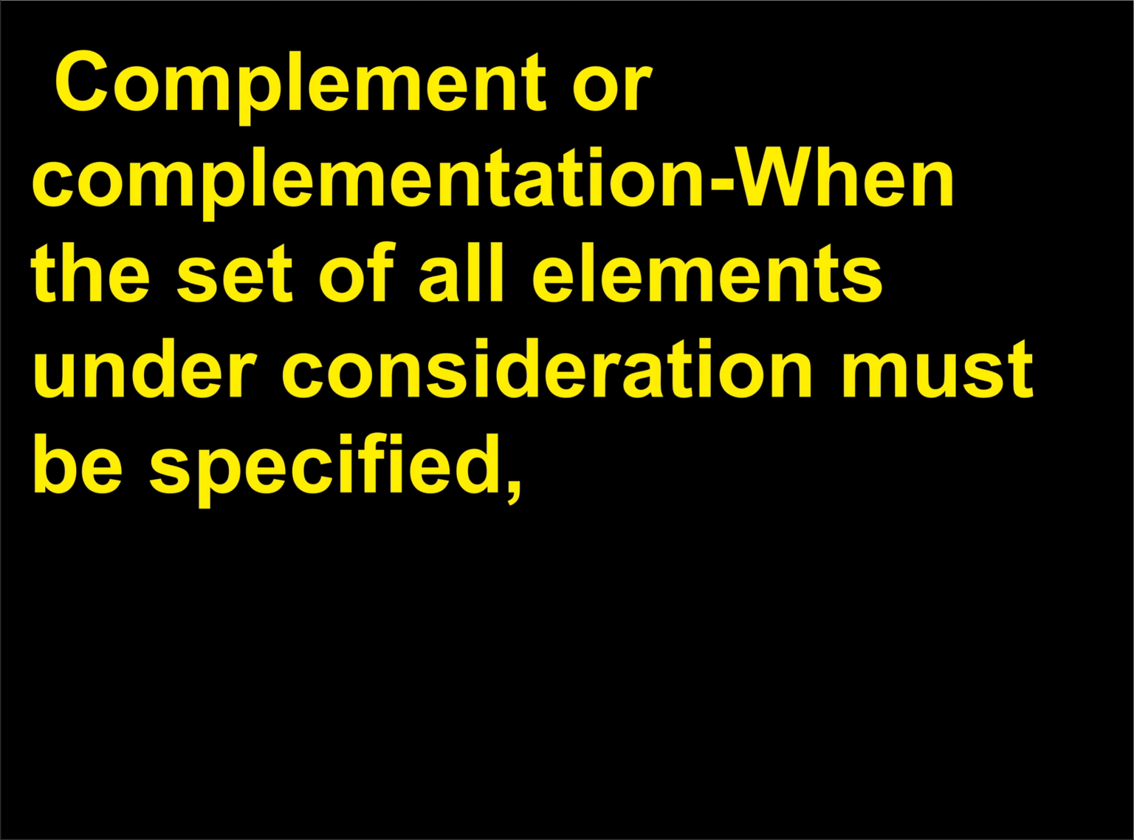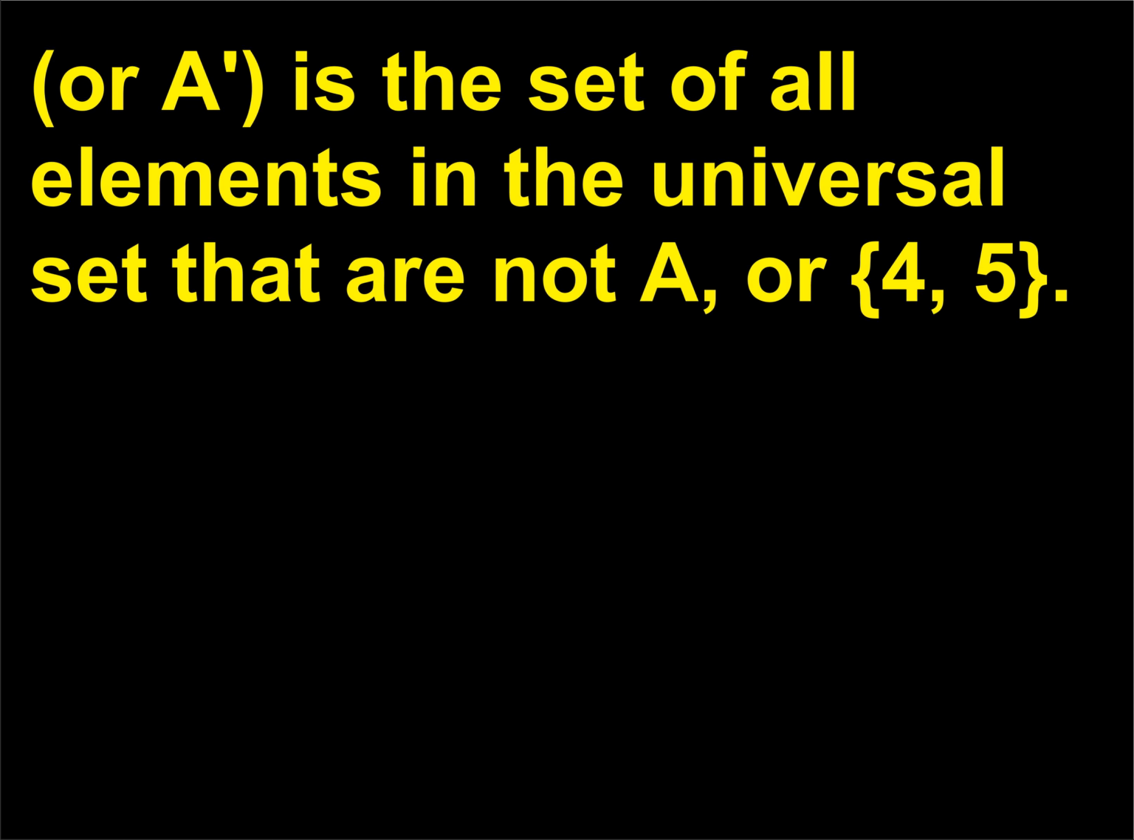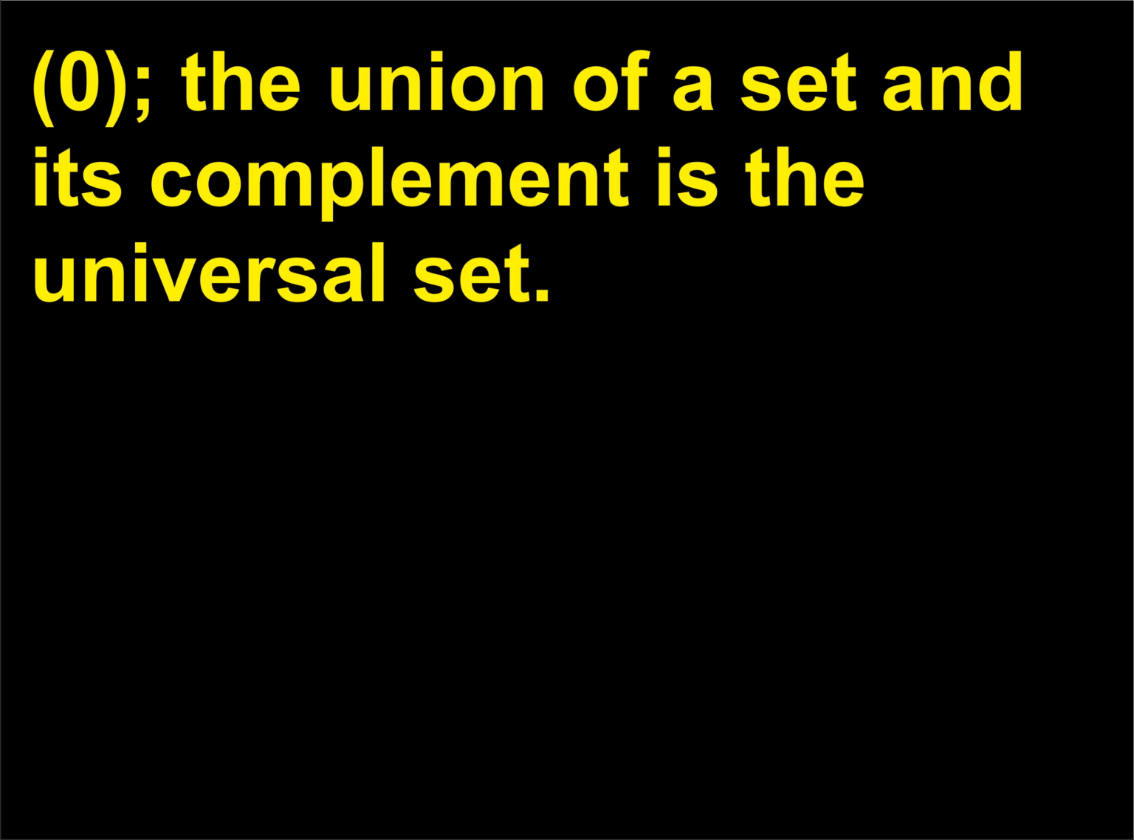Complement or complementation. When the set of all elements under consideration must be specified, it is called the universal set. And if the universal set is U equals {1, 2, 3, 4, 5}, and A equals {1, 2, 3}, then the complement of A, or A', is the set of all elements in the universal set that are not in A, or {4, 5}. The intersection between a set and its complement is the empty or null set, 0. The union of a set and its complement is the universal set.